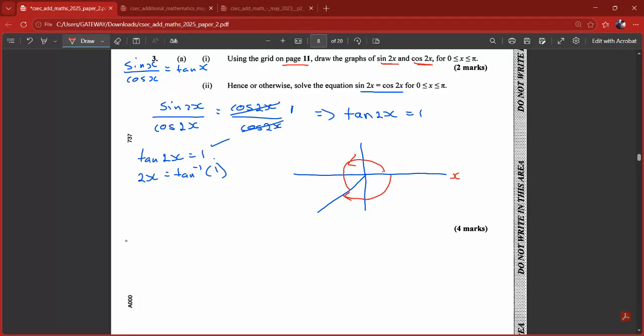So we have 2x is equal to, make sure the calculator is in degrees, tan inverse of 1. I am getting 45 degrees.